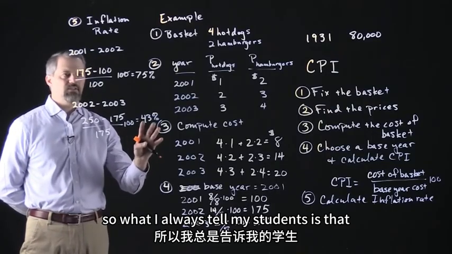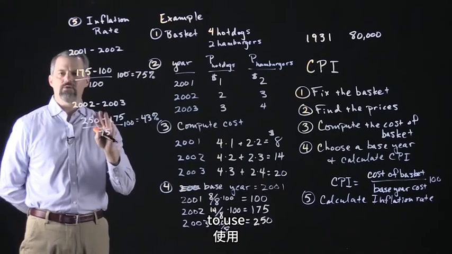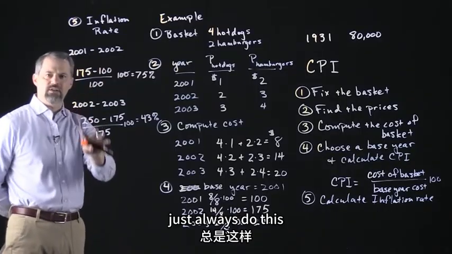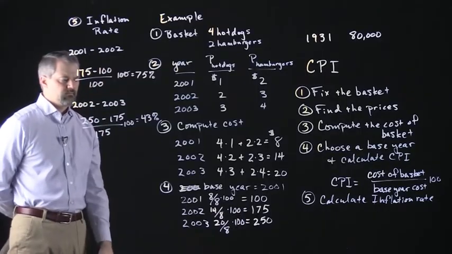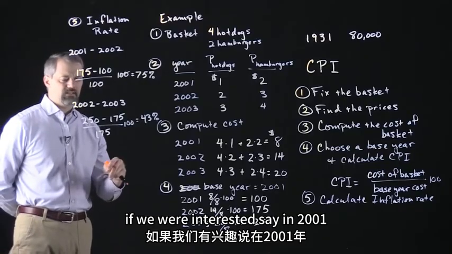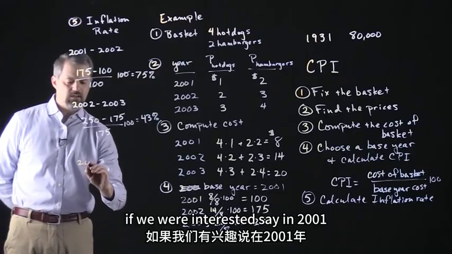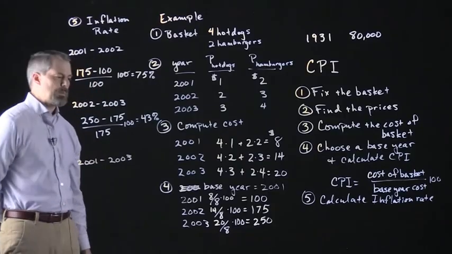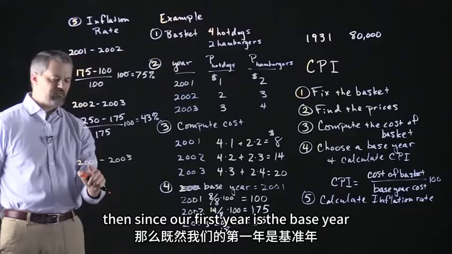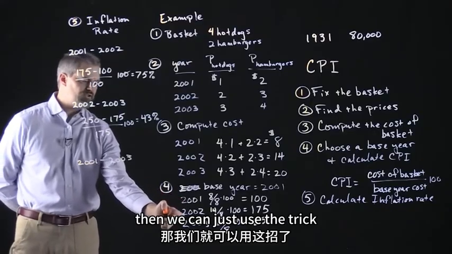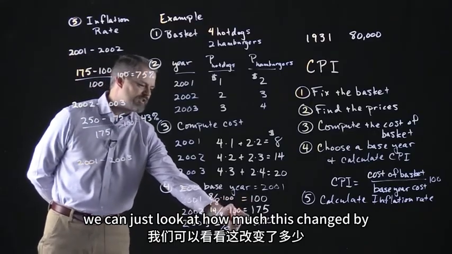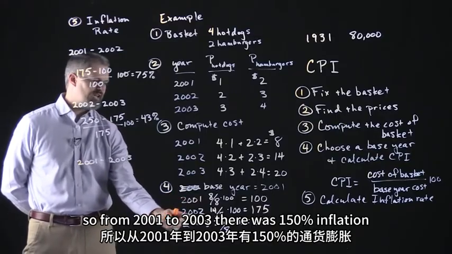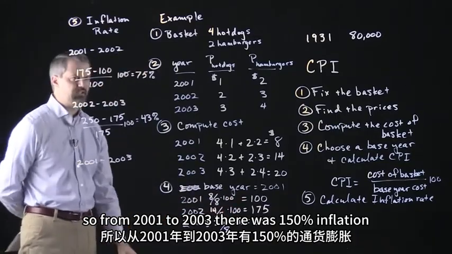So what I always tell my students is that if you're not sure when to use the trick of just looking at how much this changed by, if you're not sure, just always do this. If we were interested, say, in 2001 to 2003, then, since our first year is the base year, we can just use the trick. We can just look at how much this changed by. It changed by 150. So from 2001 to 2003, there was 150% inflation.